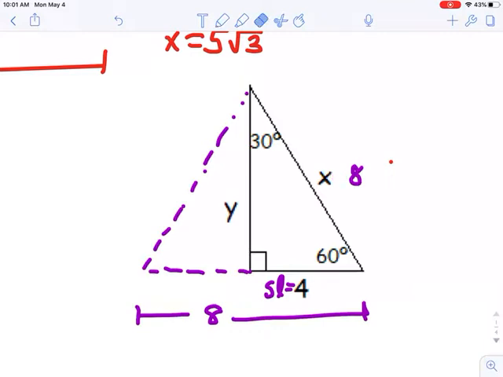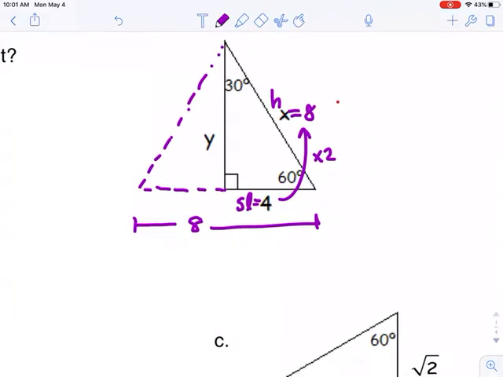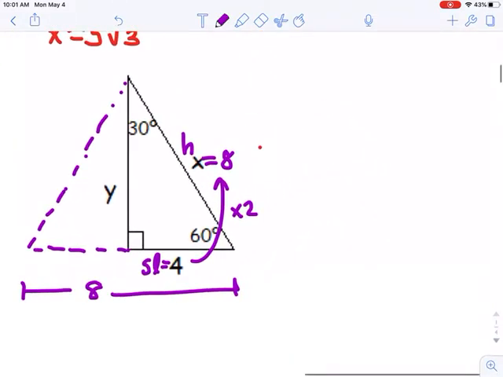All right, so a little foreshadowing. Maybe I'm giving away the punchline a little too early. To go from the short leg to the hypotenuse, I'm multiplying by 2. Right? That's a rule, that's a relationship, that's a fact, that's a pattern that we're going to talk about the whole day today. So now we're going to find the long leg again, which is y.